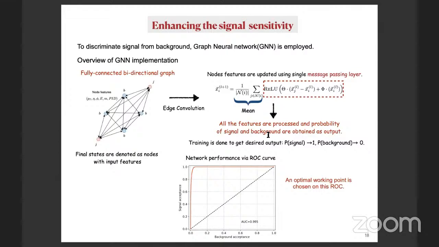And in the end, a binary classifier gives you the final probability of the signal and the background. The training is done in such a way that in the end, the signal probability has to be 1 and the background probability goes to 0. The network performance is shown by this ROC curve. On this ROC curve, we take a particular point, which gives you the efficiencies of the GNN, which is added in order to get the final signal events, and the rest of the analysis is done with it.